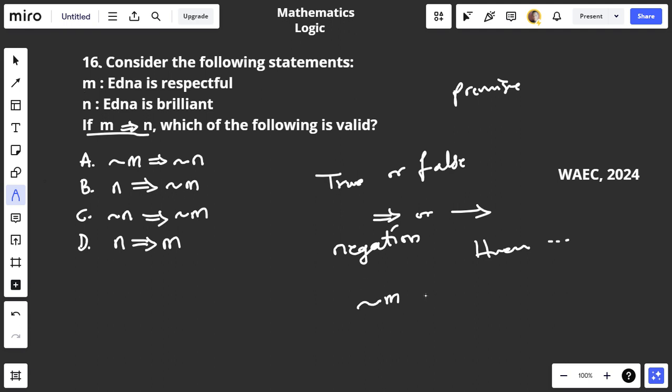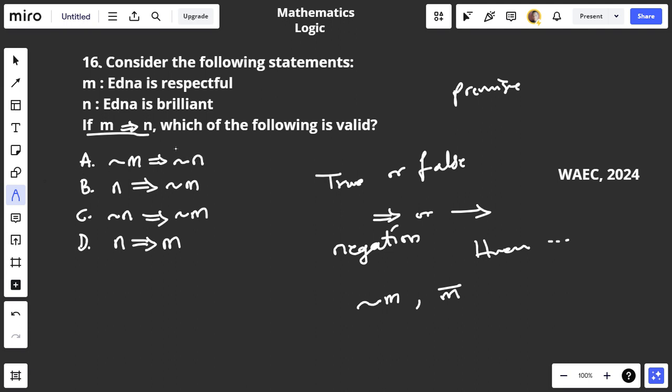And sometimes the symbol is indicated like this, M bar can also mean negation. That means inverse. You are reversing that statement. So if you say Egna is respectful, and you put this, it means that Egna is not respectful. So the arrow here means conditional, if and then. So statement A says, if Egna is not respectful, then Egna is not brilliant.